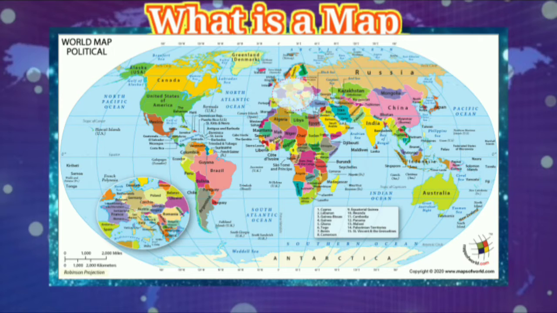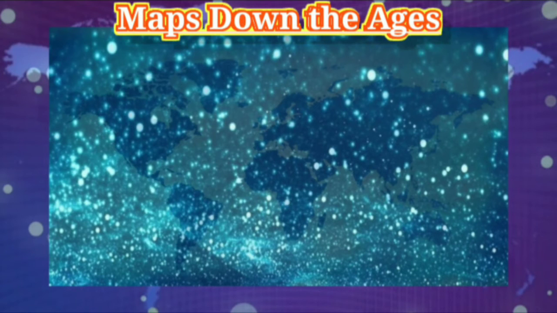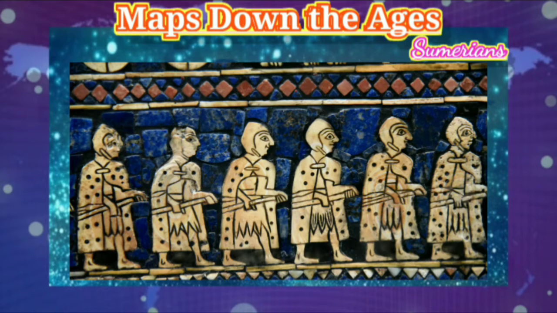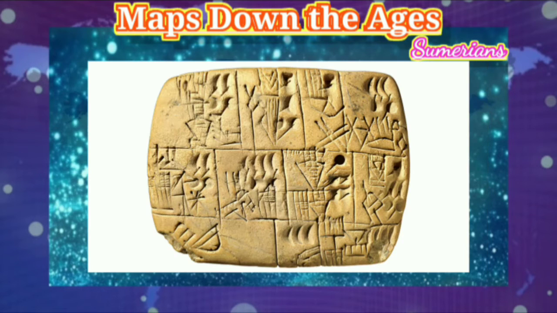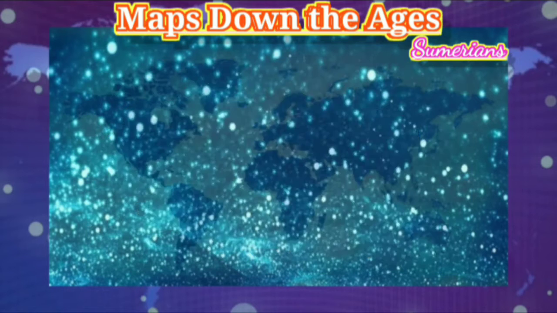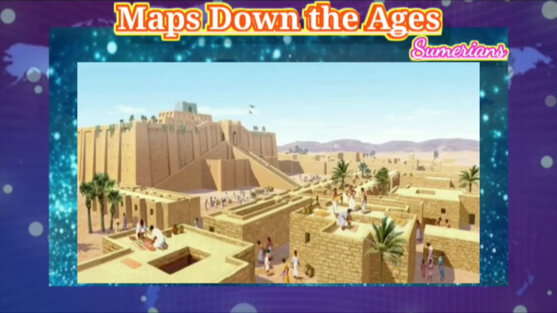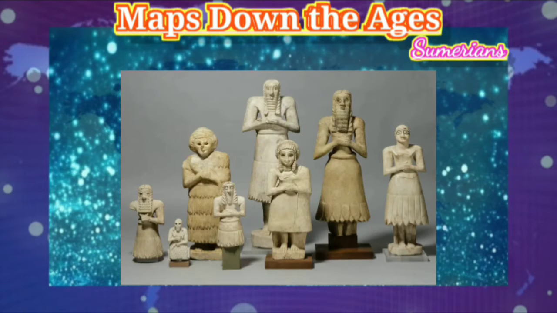importance. Maps down the ages. Sumerians. Maps have a long history behind them. Some of the earliest surviving maps were made by Sumerians, present-day Iraq, about 4,000 years ago. These were imprinted on clay tablets. The Sumerians' temples owned large tracts of land and they had to keep account of income from the lands. That is why they tried to keep records of the lands with the help of maps.